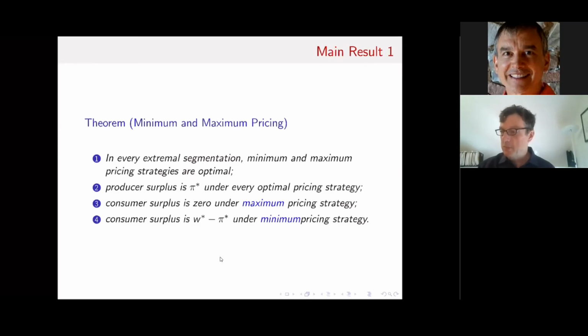The producer surplus is constant under those, but they lead to very different distributions of the consumer surplus. With maximum pricing, I get 0 consumer surplus. With minimum pricing, I basically make the consumers the residual claimant of the social surplus after conceding to the seller the uniform monopoly profit, but not more than that. Okay, good.